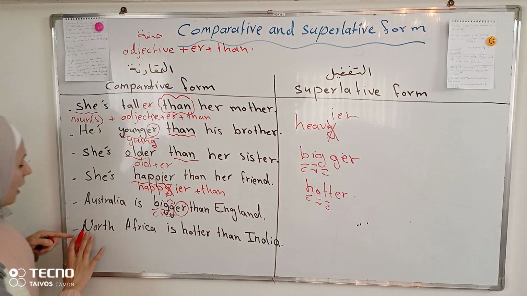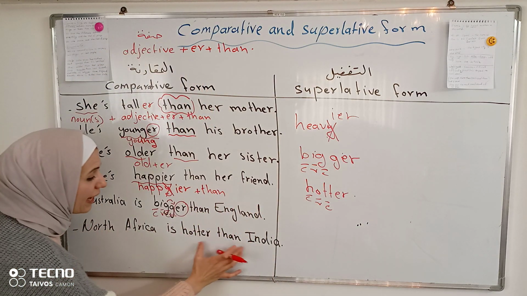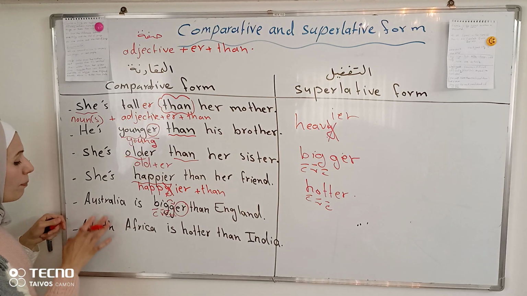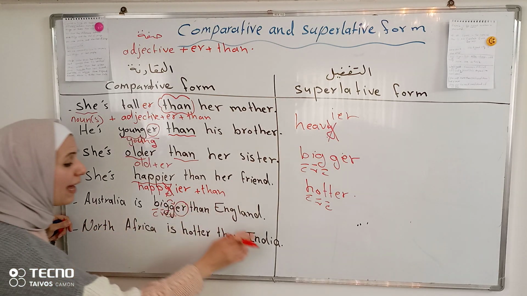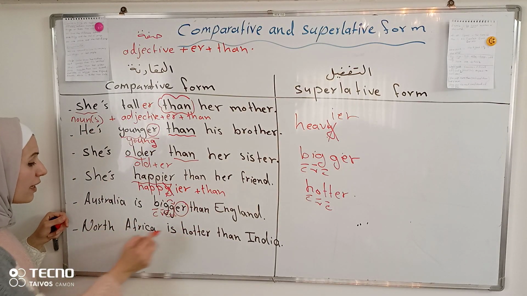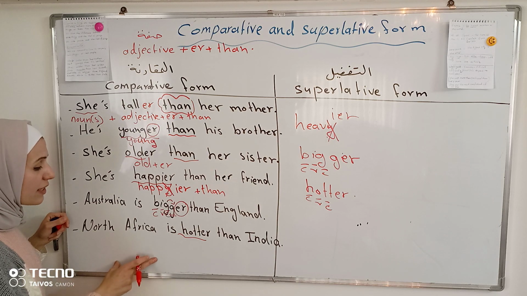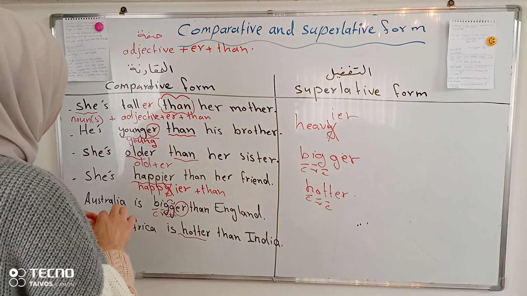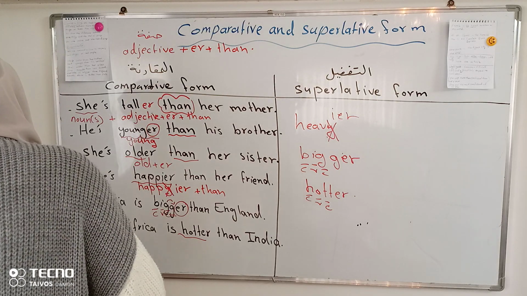Hot, hotter. نفس الشيء. North Africa is hotter than India. And هون نفس الشيء comparative form because we compare between North Africa and India. Compare between two countries. Where is the adjective in this sentence? Hot. تمام؟ تمام هيك يا ثالث يا رابع.